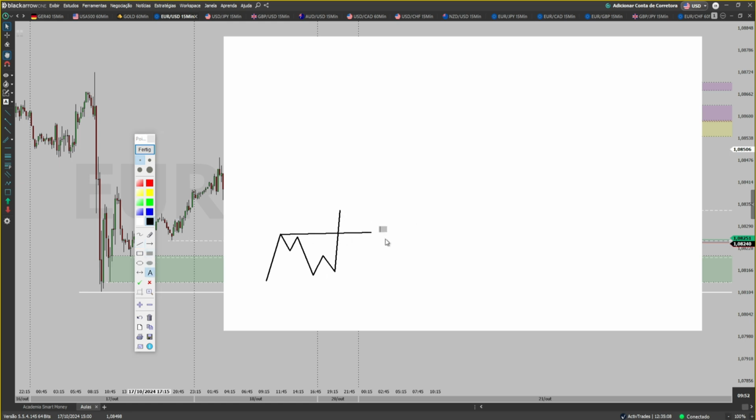It made the shock. Now the best thing to do is what? The BOS, sometimes it doesn't. Sometimes it goes down and it's already valid for a purchase. But the best thing is the BOS. Then we have the BOS.